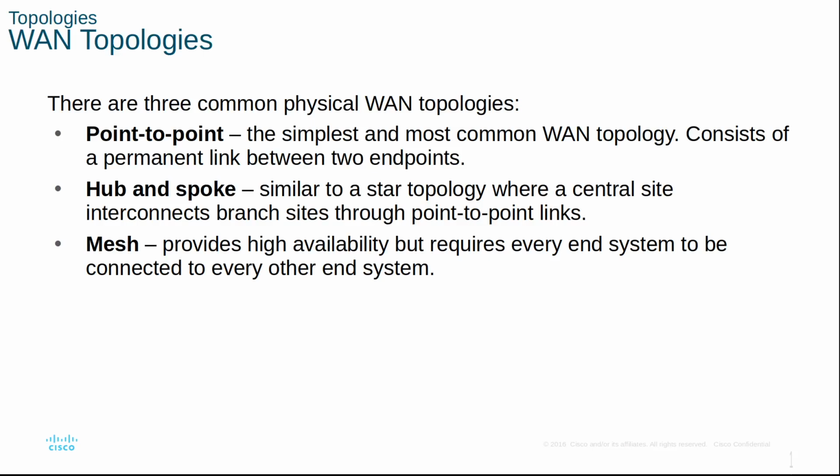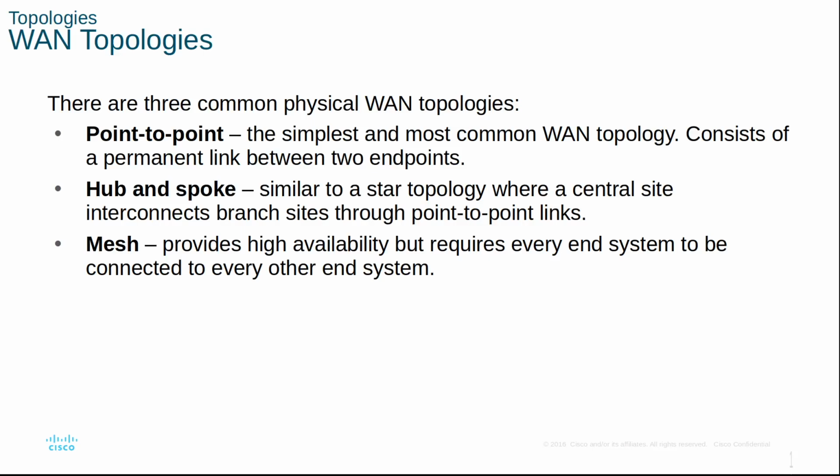There's three types of physical wide area network or WAN topologies. Point-to-point, which is the simplest and most common WAN topology. It's just a single permanent link between two endpoints, hence point-to-point. Hub and spoke, which is like a star topology, but there's a central site that connects all the branches through individual point-to-point links. And then mesh.